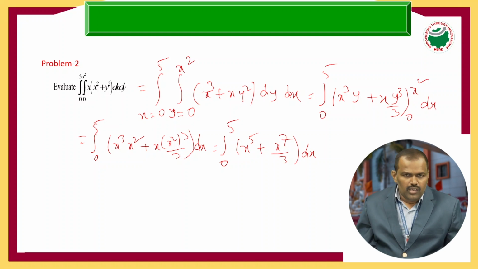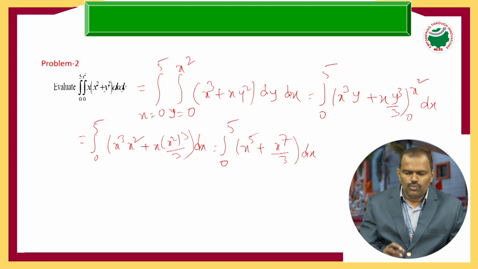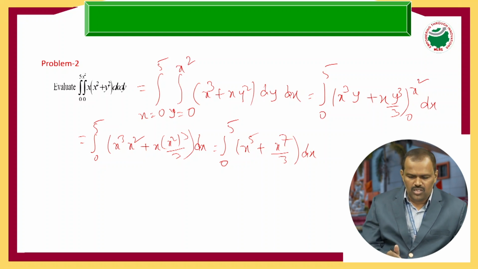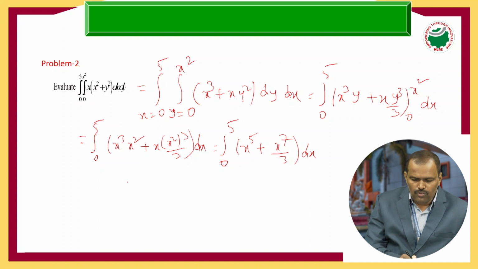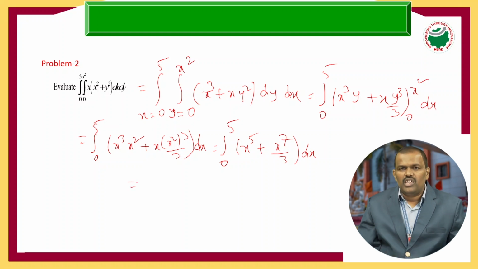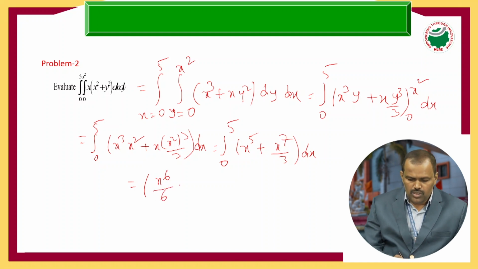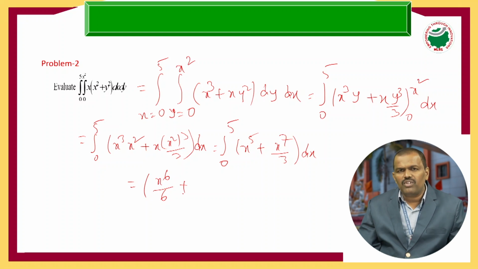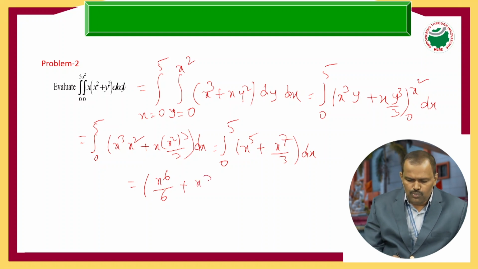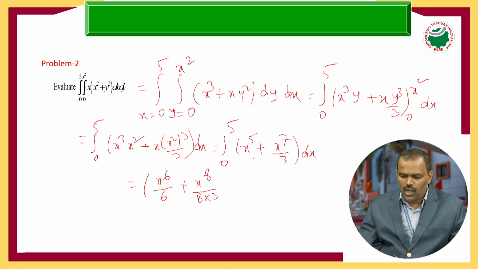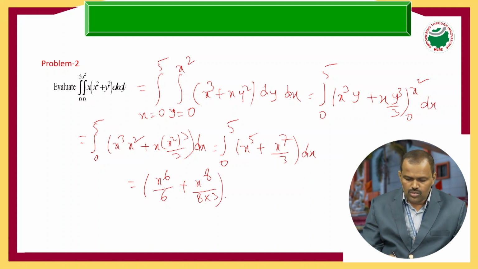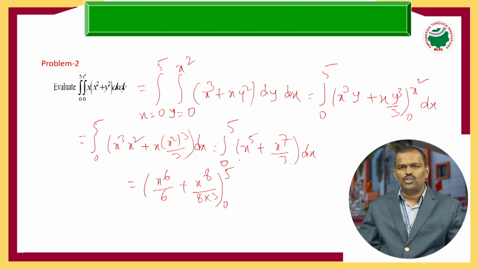Now we have to apply integration with respect to x. So with respect to x, x power 5 integration. We know the x power n formula: integral of x power n is x power n plus 1 by n plus 1. So x power 5 integration, x power 6 by 6, plus x power 7 integration, x power 8 by 8 into 3. Already 3 is there, 8 into 3. Limits 0 to 5.